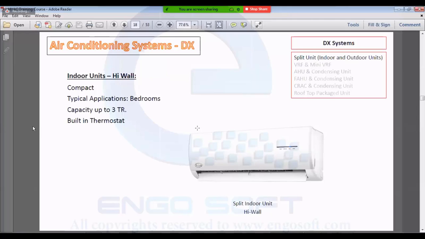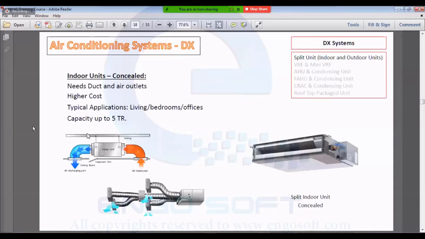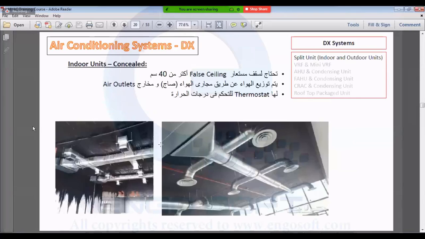it consists of high wall units, which is suitable for bedrooms, capacity up to 3 ton. We have built-in thermostat. This is the exposed type, and this is the concealed type. What is concealed? Concealed means it is invisible. People cannot see it, because it is mounted through ducts and diffusers or air outlets. It has higher cost, because higher capacity, and can be used in living rooms, bedrooms, or offices.